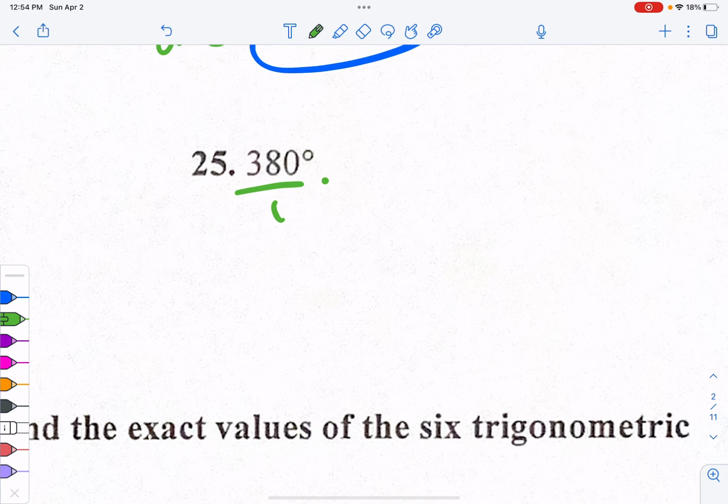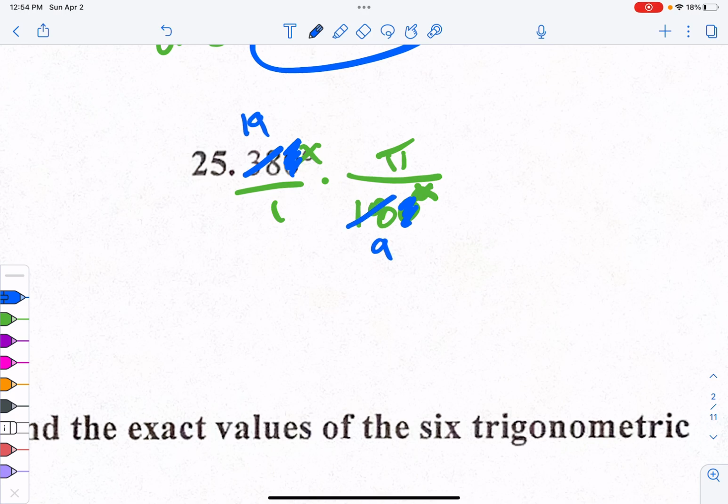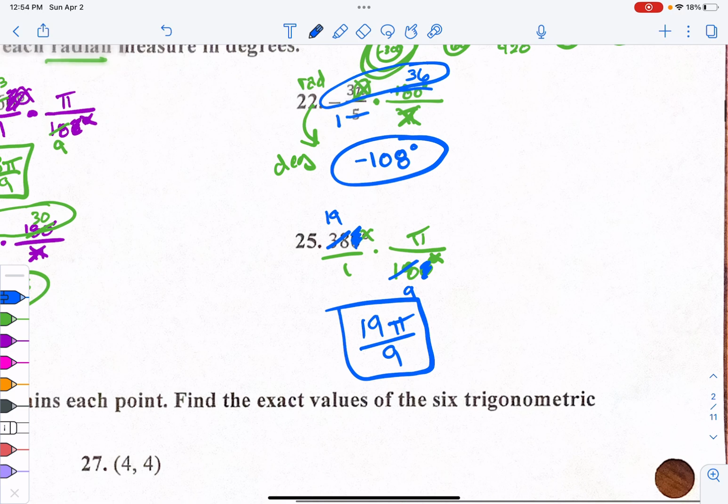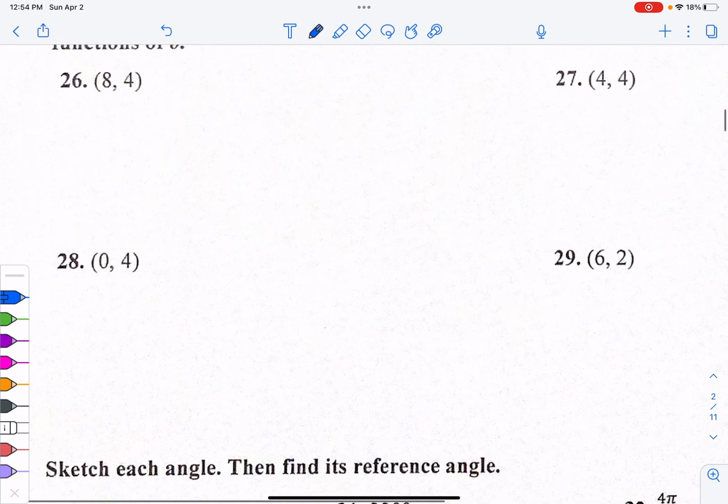Okay, last one in this section. Over 1 times, I want to put 180 on the bottom so that the degrees will cancel. Cancel, cancel. Pi has to go on the top then. And then I'm going to reduce, so I can cross my zeros off. 38 and 18 I know will divide by 2. So if I divide by 2, that's 19. If I divide by 2, that's 9. So 19 pi over 9, I think, is what will do it. Okay? All right, now this section is a doozy.